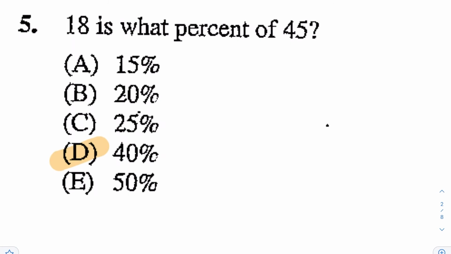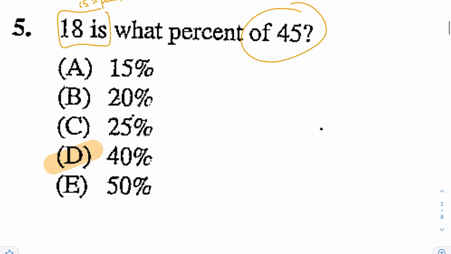Next, for question number 5, 18 is what percent of 45? So you can turn this into a number sentence, or you can use an is-of. Remember, the is is the part, of is the whole. So is equals part, and of is whole. So it's really just is over of, or part over whole. And that's 18 over 45.